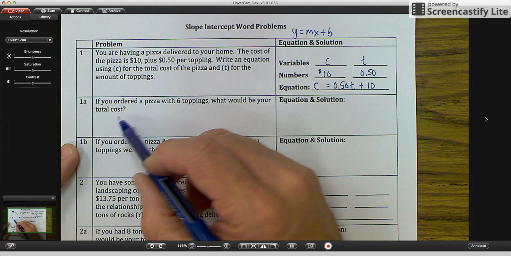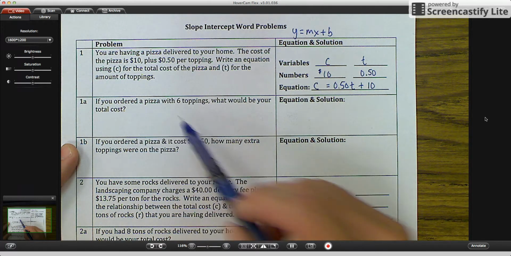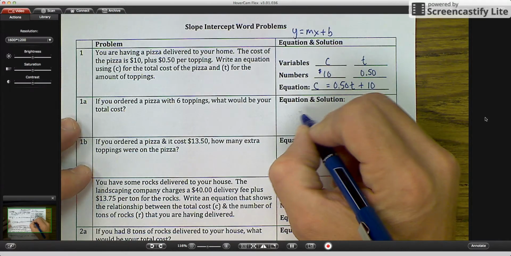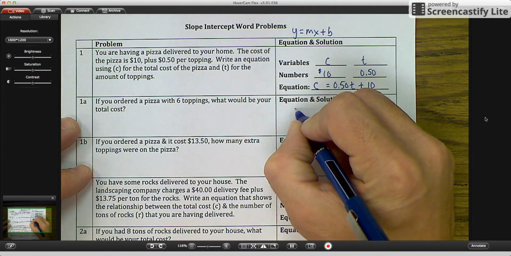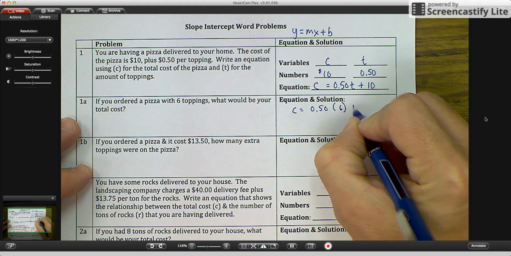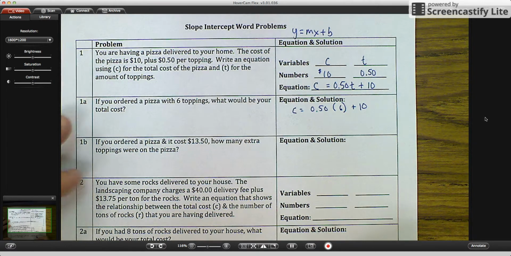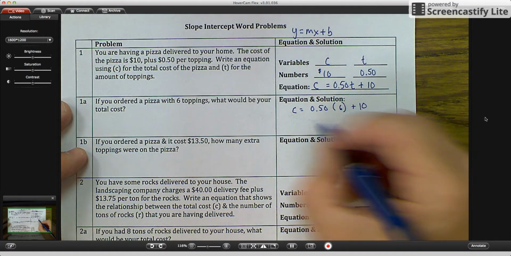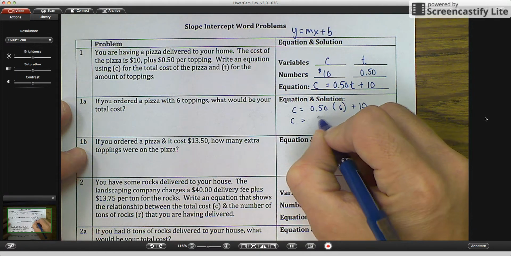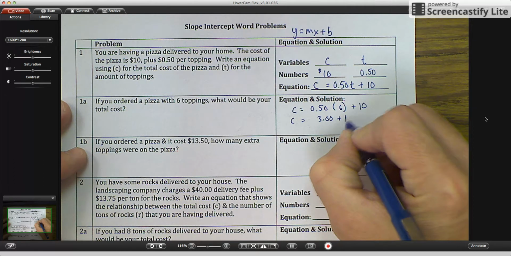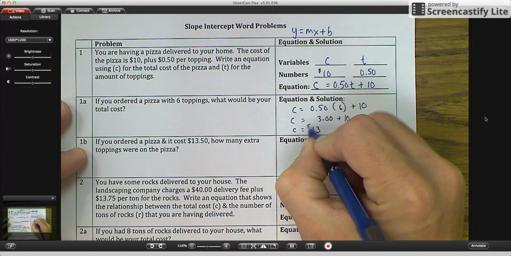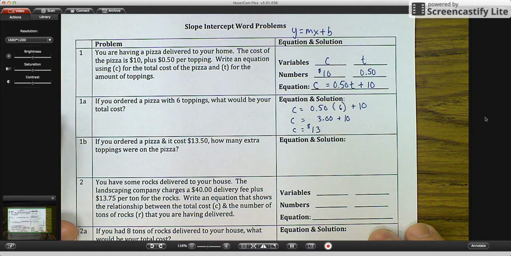Now, on the next step, it says, let's take it one step further. If you ordered a pizza with 6 toppings, what would be your total cost? So 6 toppings we're going to replace. Our total cost is equal to 0.50 times 6 plus 10. And then we're just going to solve that because there were 6 toppings. So you get your total cost is equal to 0.50 times 6 is $3 plus my original cost of 10. So the cost of the pizza with 6 toppings would be $13.